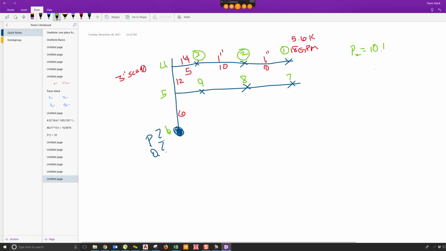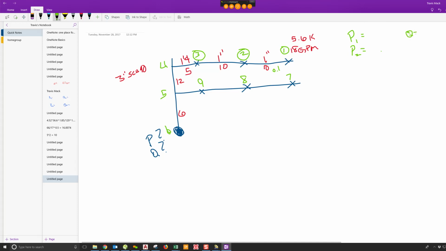Do you guys get that? Nope, times 10 is 11. Sorry. My pressure at P2 is, I'm sorry, I totally blew this on you. The friction loss here is 0.1. What is our starting pressure at node 1? That's what we didn't figure out. How do you figure that out?